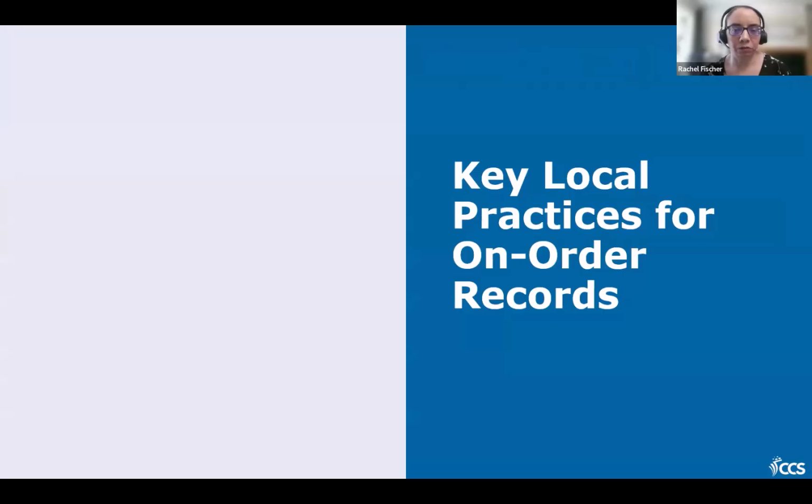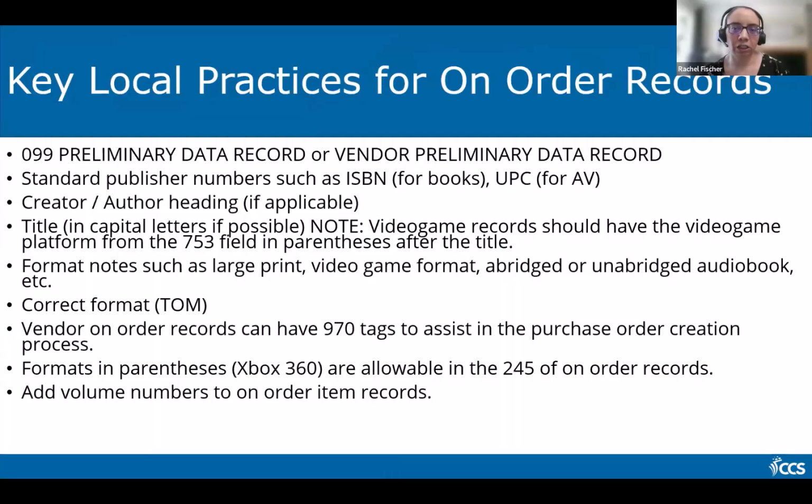So next I'm going to review the key local practices for on-order records. There are a couple of sections of the Catalogers Wiki that are specific to on-order records. Throughout the wiki, we call these PDRs or preliminary data records as well. So it's important for both the acquisitions and cataloging staff to understand these standards. The acquisition technical group can vote on motions regarding the on-order records.